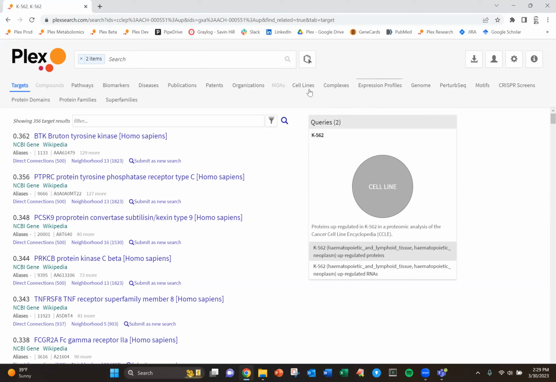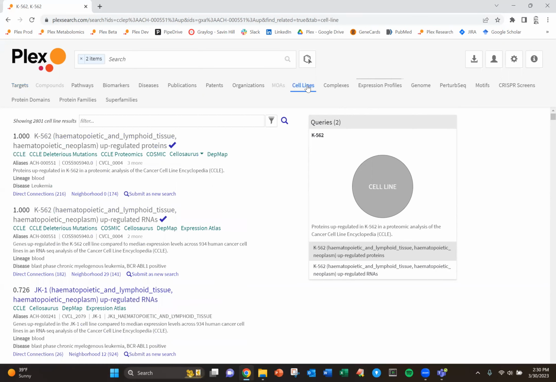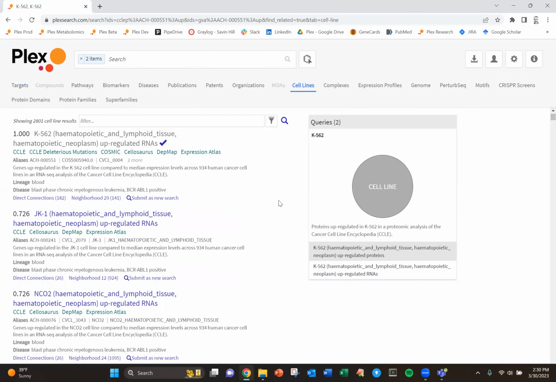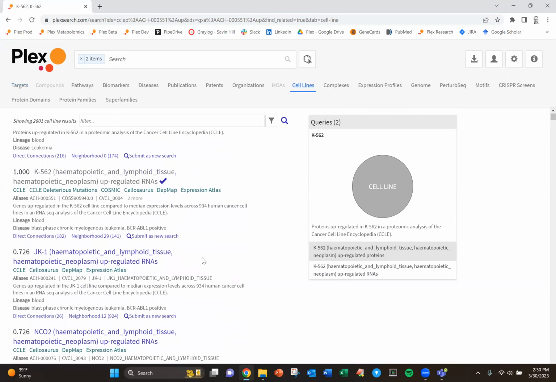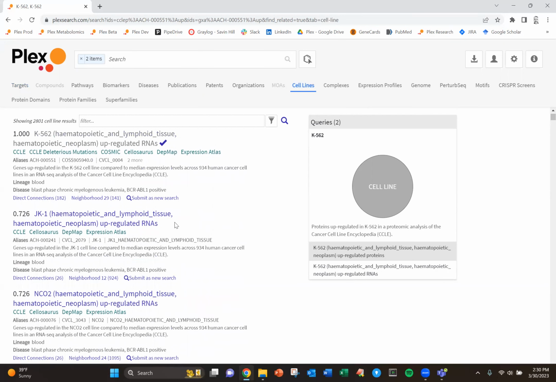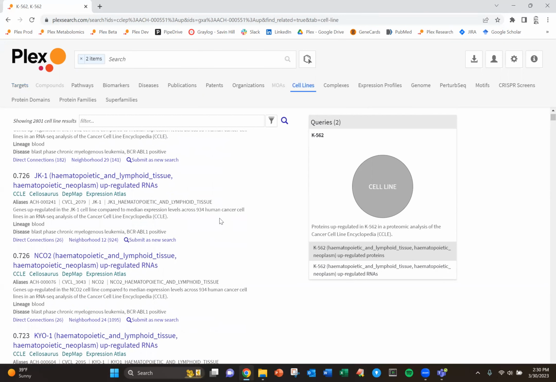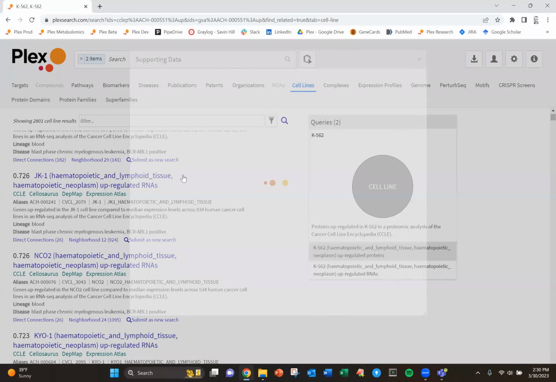Beyond that, if we're looking for maybe cell line models or ideas for what sorts of tumor types would be of interest, we can come over to the cell line category here and see that, first of all, our two query cell lines are at the top. And as we go down, we can see other cell lines that are similar. So these are other cell lines that have similar genes modulated. And we can click on any of these and see what they have in common.